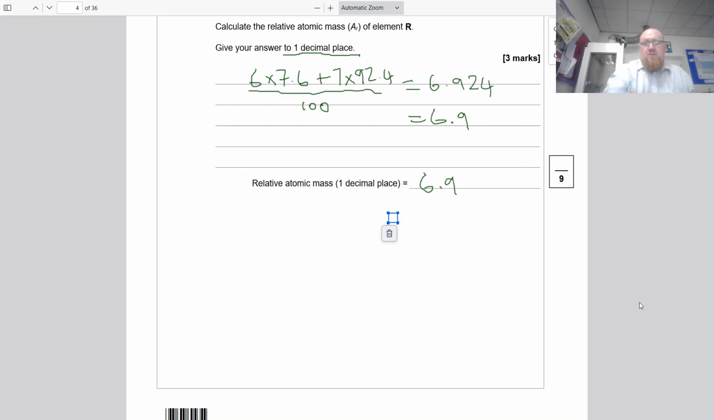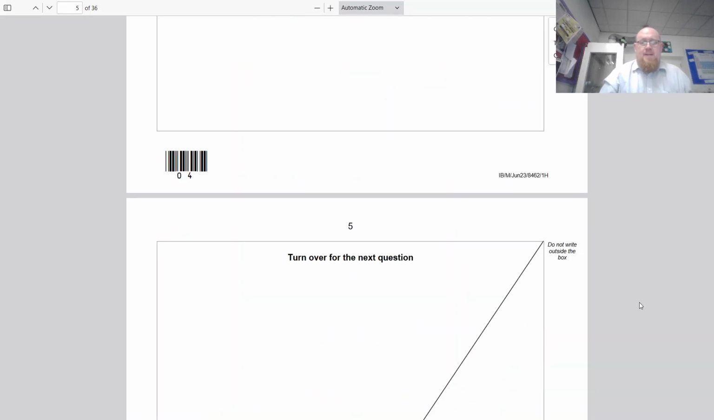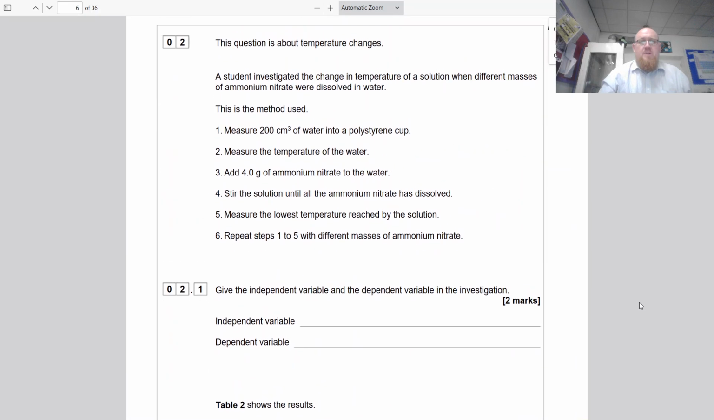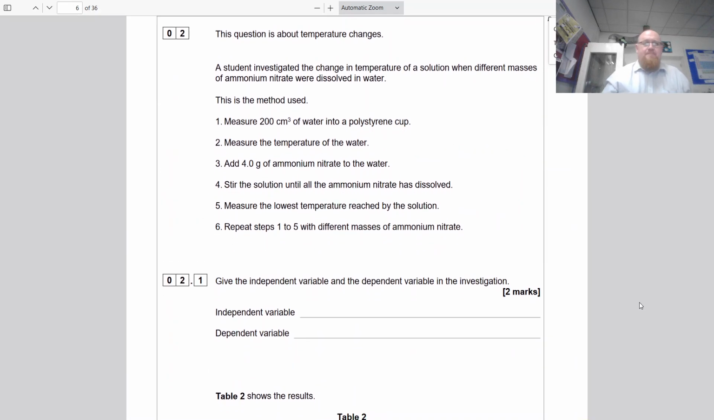I'll just scroll to the correct one and get started with it. So, questions about temperature changes. A student investigated the change of temperature of a solution when different masses of ammonium nitrate were dissolved in water.